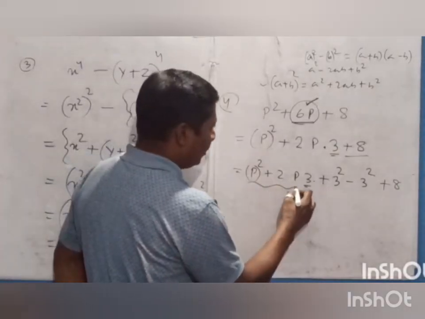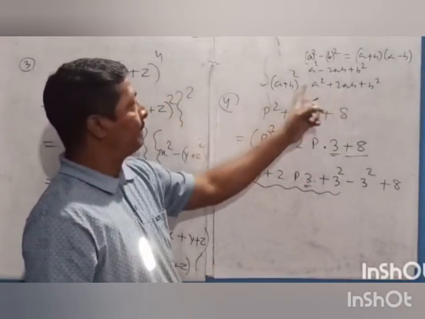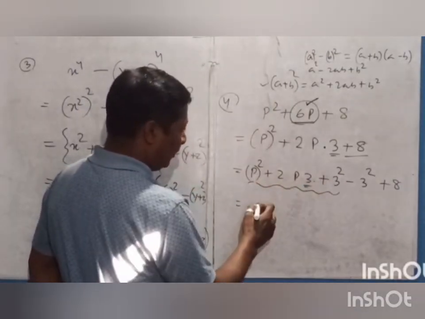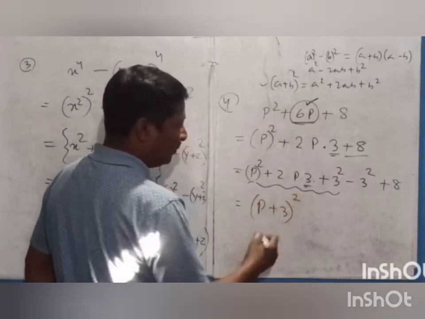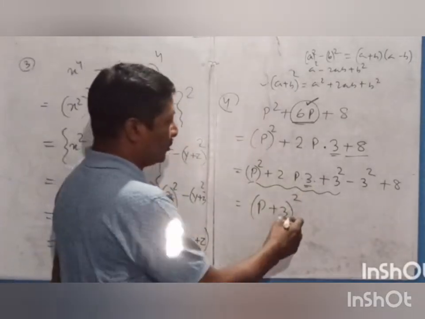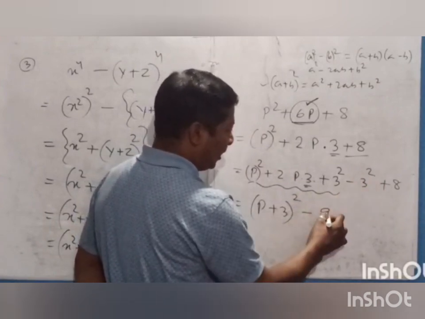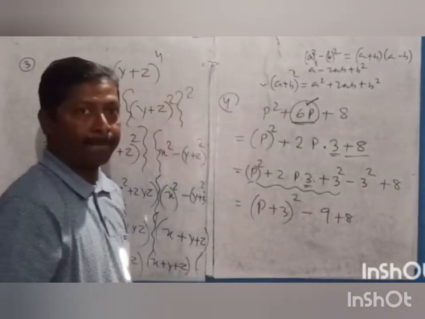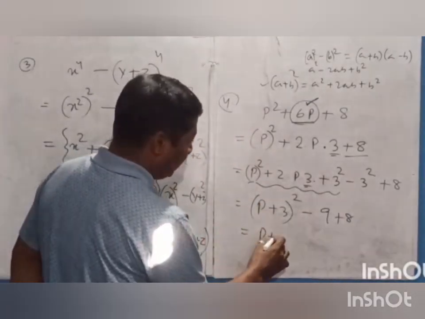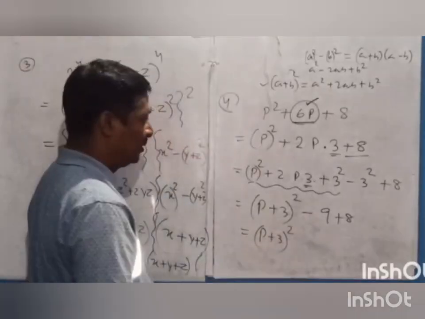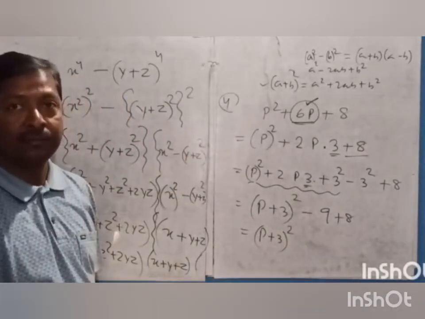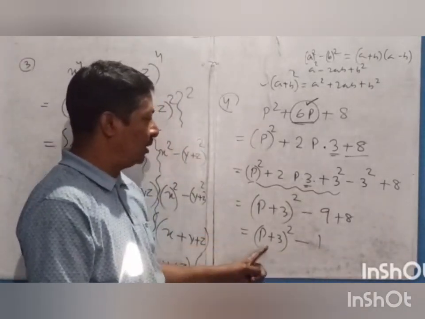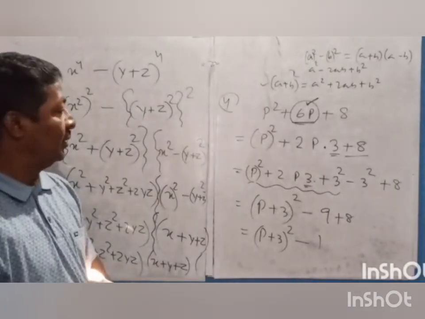Now this comes under this identity. See, a square, 2ab, b square. So from these three terms, I am writing a plus b whole square. This one, minus 3 square is minus 9, plus 8. I have to write these two terms also. So now p plus 3 whole square. What is the value of minus 9 plus 8? Minus 1. Minus 1.